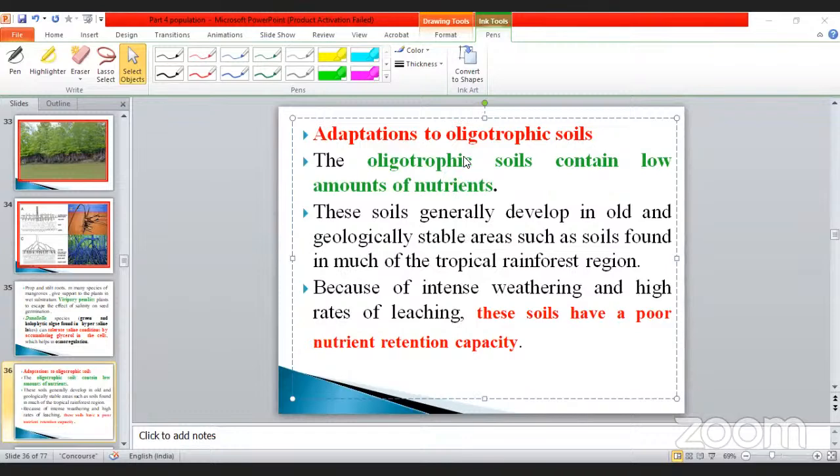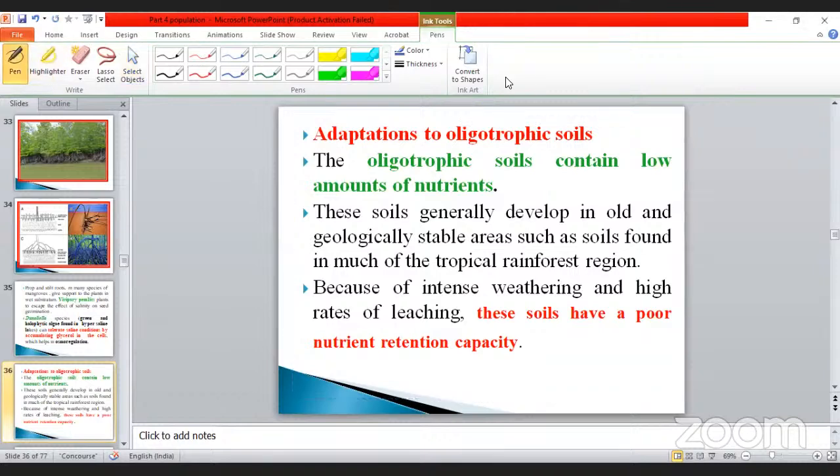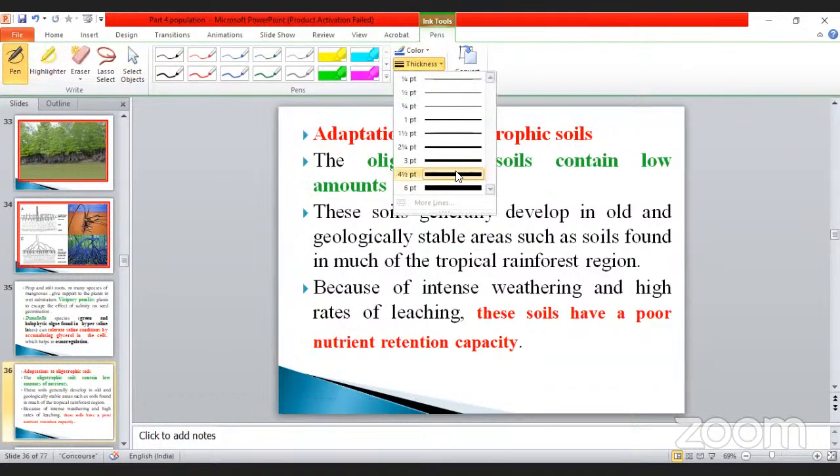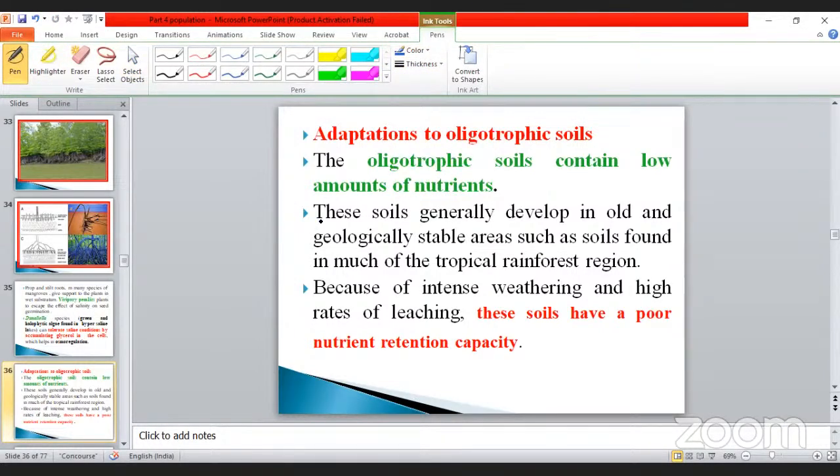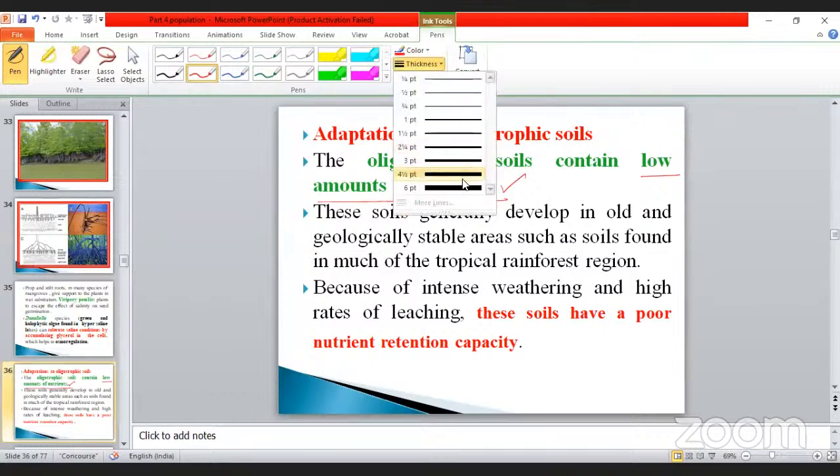First point, note it down. Okay, media, first point you have to note it down. The oligotrophic soil contains low nutrition. First of all, you should note it down. First point is low nutrition. It has a very small amount of minerals and so on.